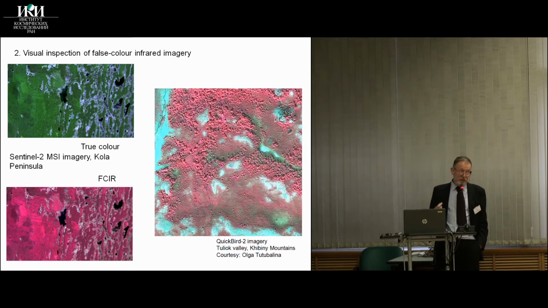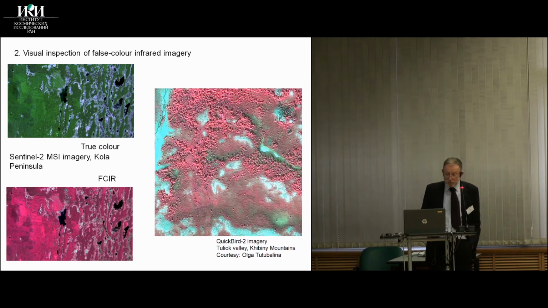On the right is another satellite image. It's a false color infrared image, but this is much higher spatial resolution. This is QuickBird imagery, and at this level we're seeing individual trees and shrubs. So the point is that we are easily able to interpret just by eye, qualitatively, this kind of imagery.